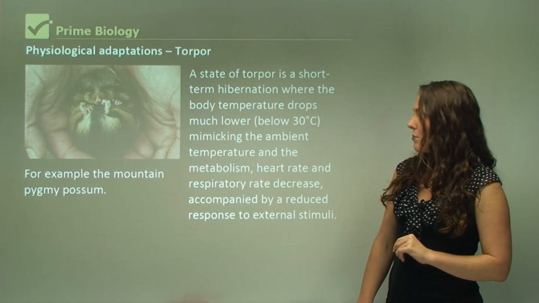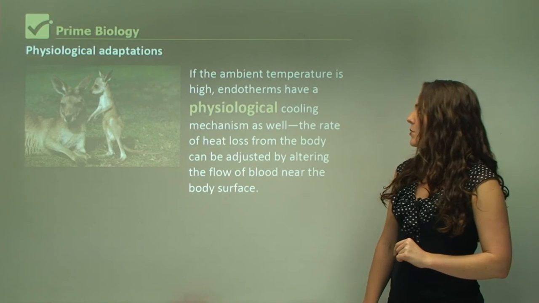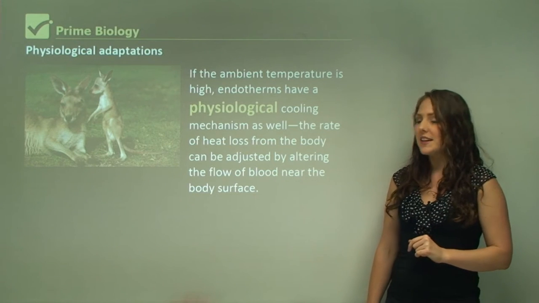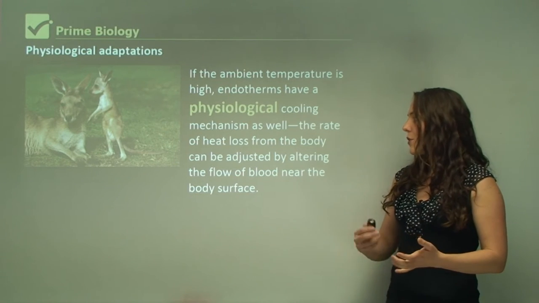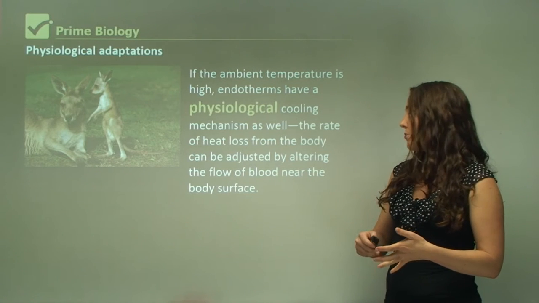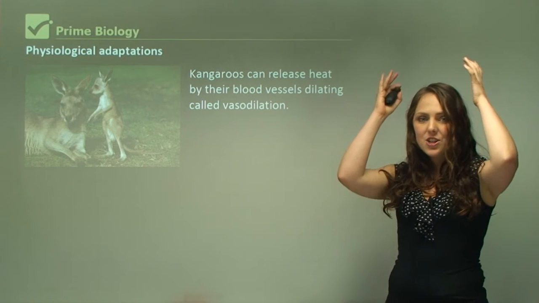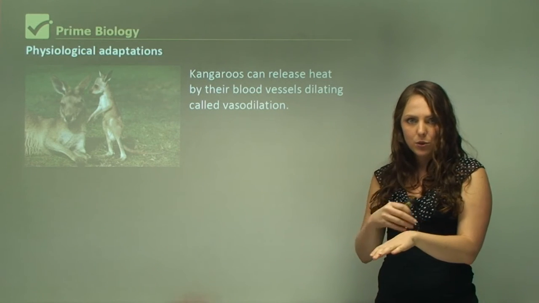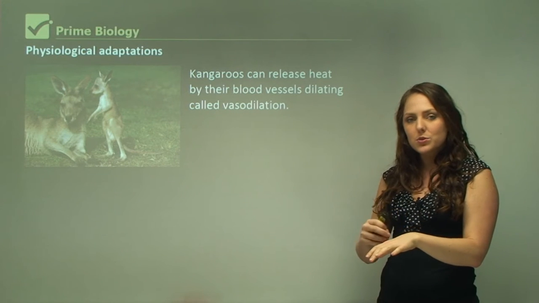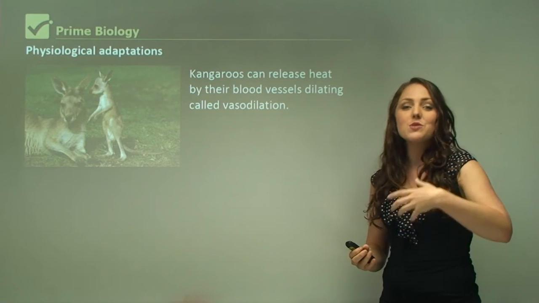For example, the mountain pygmy possum. If the ambient temperature is high, endotherms have a physiological cooling mechanism as well. So the rate of heat loss from the body can be adjusted by altering the flow of blood near the body surface. Kangaroos tend to have large, thin ears, and they also have long paws. And what they actually do is their blood vessels dilate in this environment. When it dilates, the heat is released.